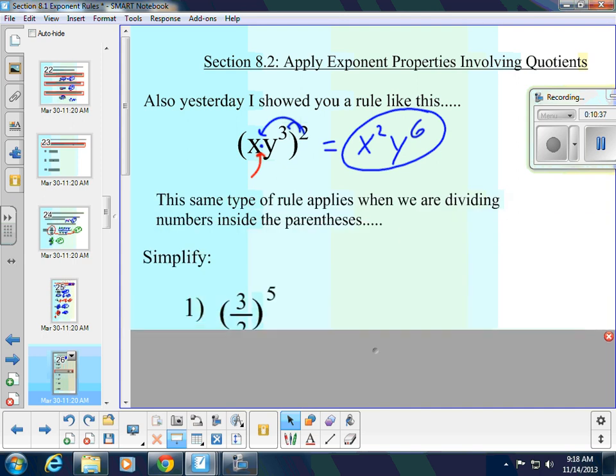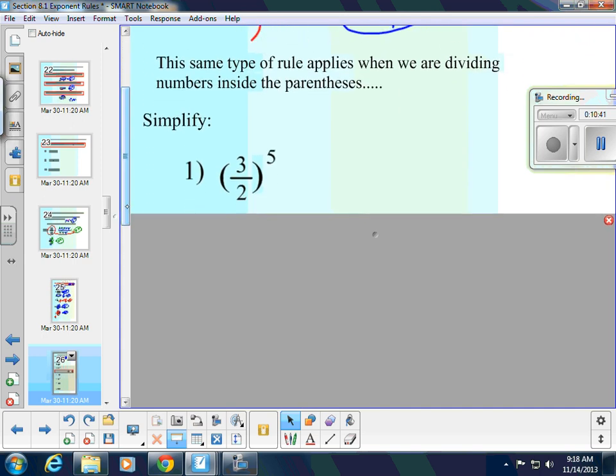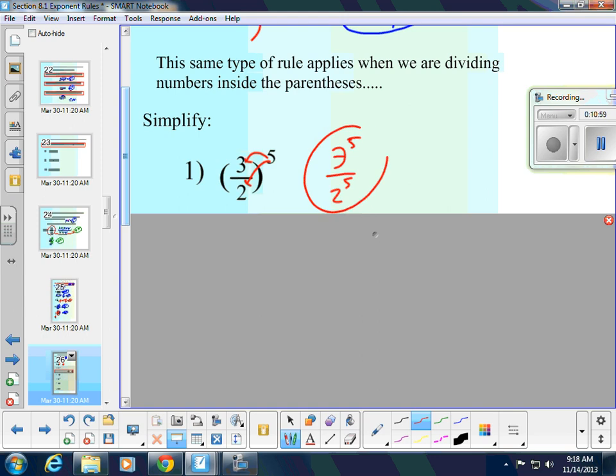Well, the same thing can happen, just like our first rule, how it's similar to products. The same thing can happen when I'm dividing two things inside parentheses and they're to a power. So same thing here. This is 3 divided by 2, to the 5th power. Well, I can just apply this 5th power to each thing in the top and the bottom of my fraction there. And I'll get 3 to the 5th over 2 to the 5th. And that's how I can apply that power to each thing that's in there.